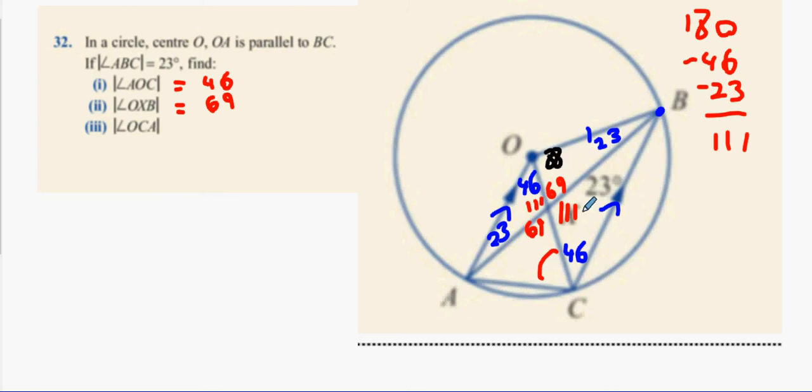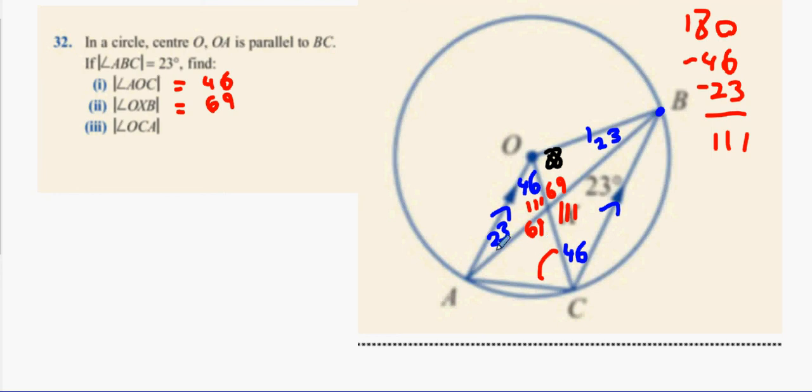Alright, and what are we looking for? OCA, we're looking for this one here, aren't we? Now, what else can we go for here? We're missing something. Oh, there's another isosceles. No, that's 46. Sir, OA and OC are also the same. OA and OC, that makes that an isosceles triangle. Oh, we have enough then, yes.